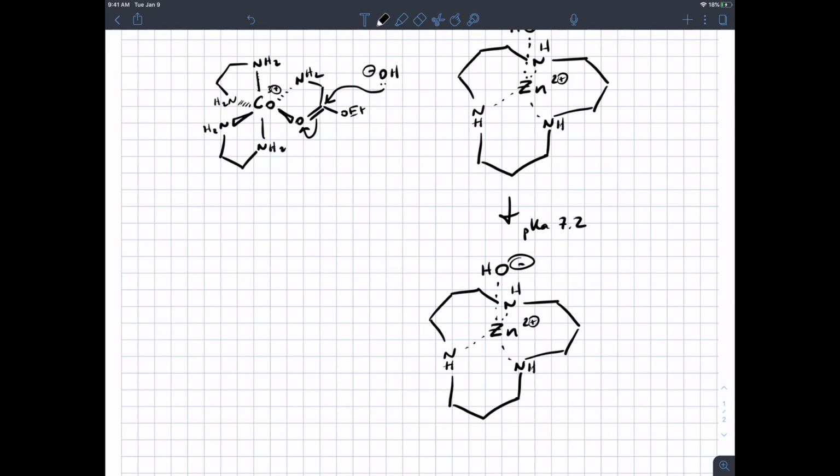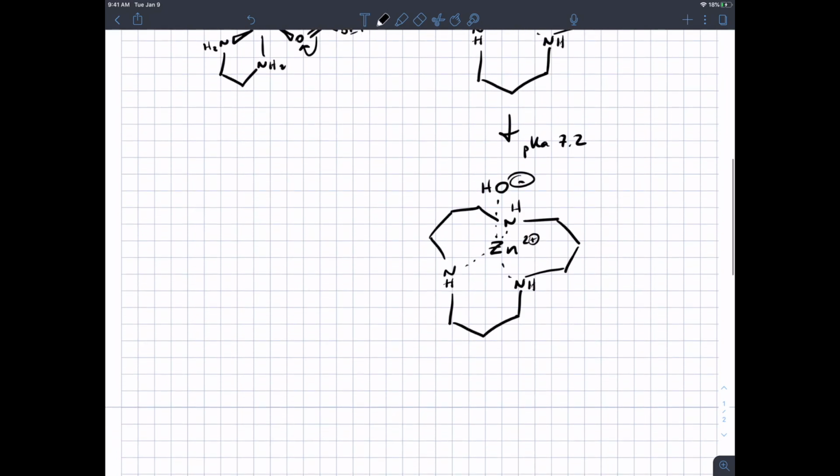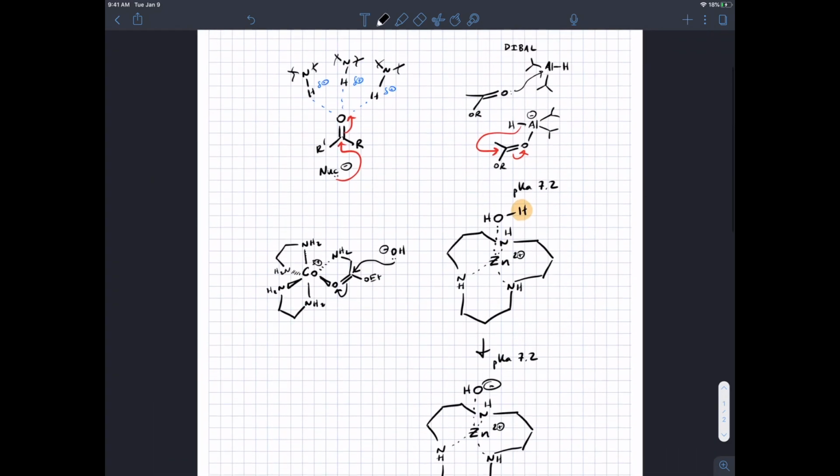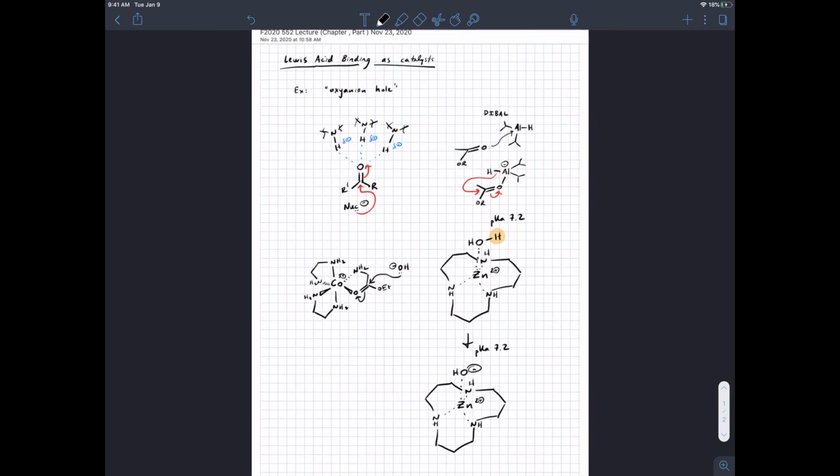Let's see. So another example of things. So that's Lewis acids. Anything else we want to say about that? A lot of examples of these in the literature.